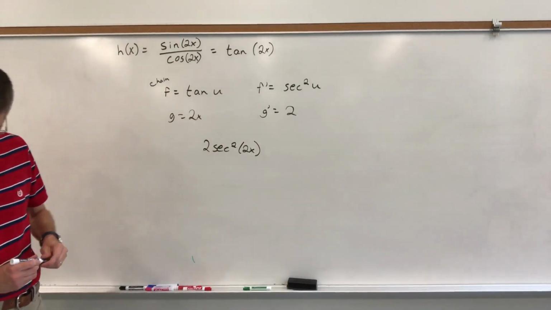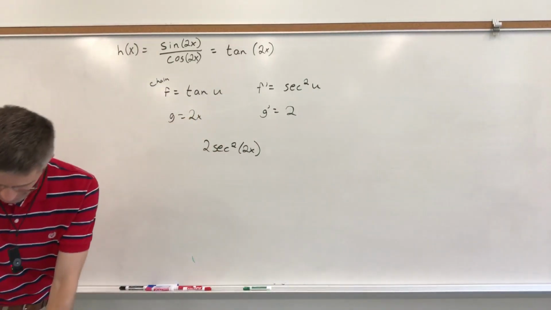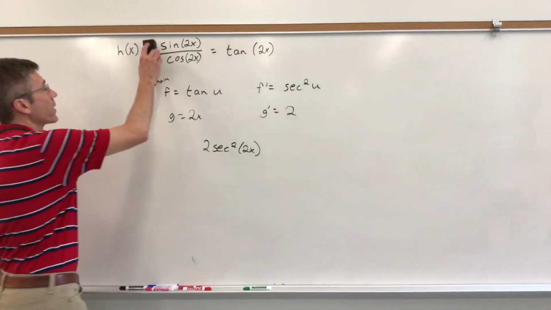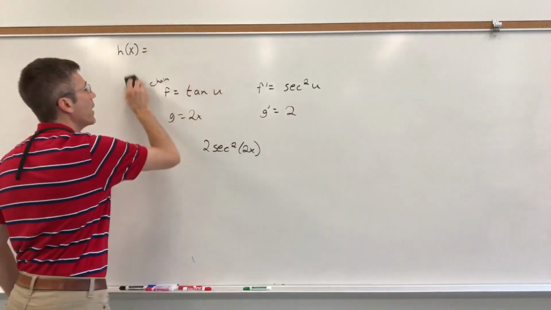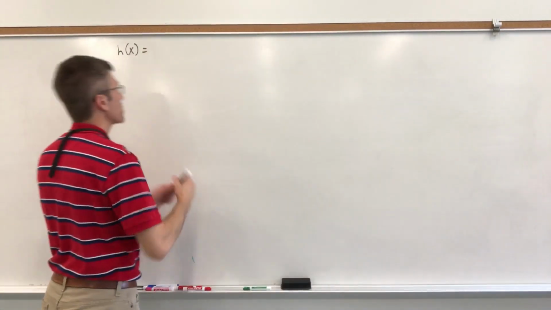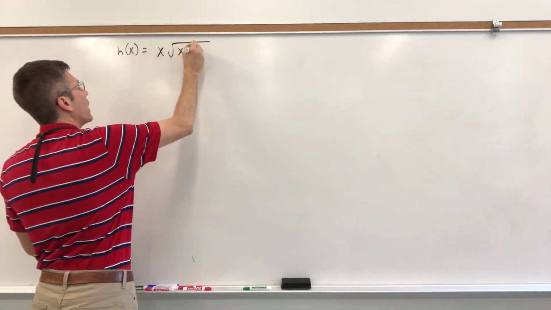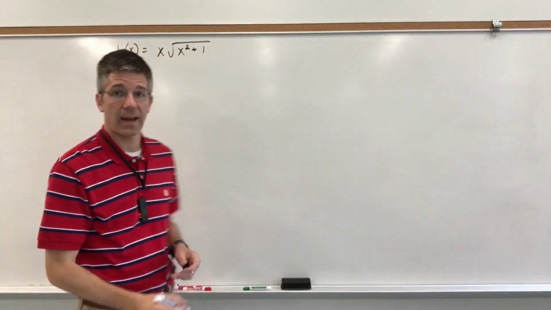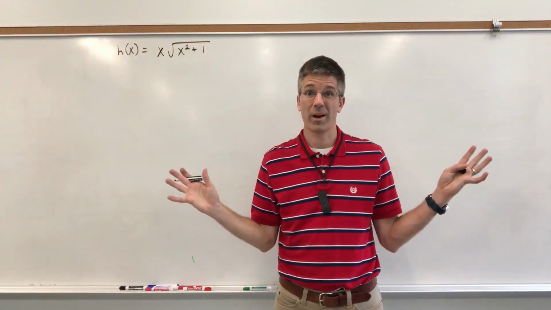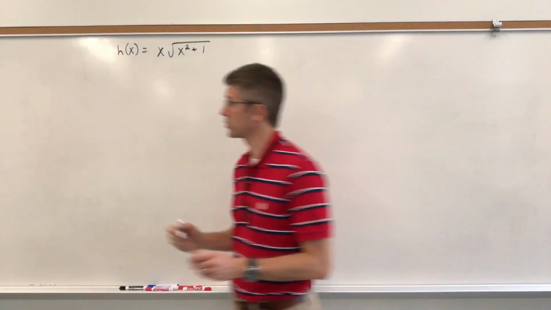Let's do this last one on the front. And it says x times the square root of x squared plus 1. Let me write that down. x times the square root of x squared plus 1. Okay, in the process of saying that out loud, you said x times, sounds like product to me, right? x times the square root of x squared plus 1. So we're going to do product rule first.